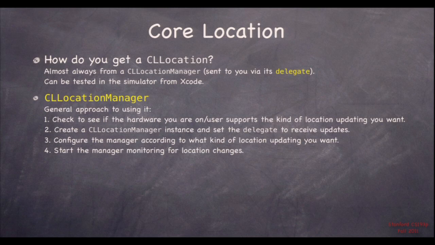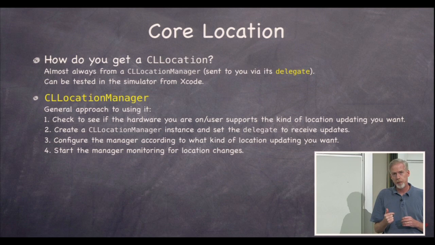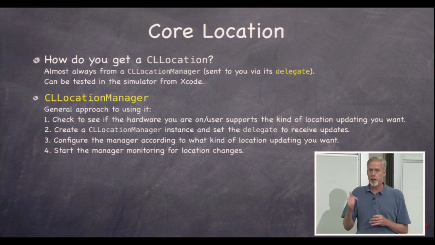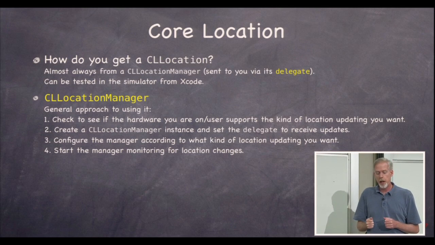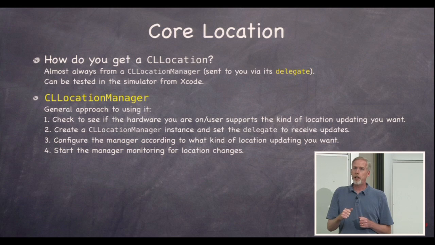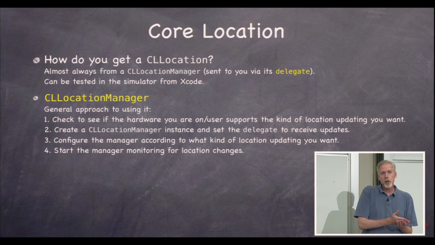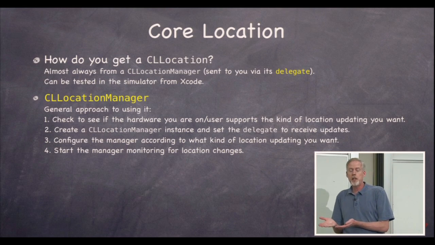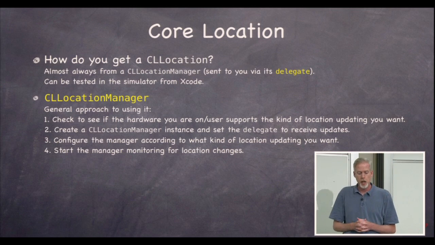All right, so CLLocationManager. There are 4 things to think about with CLLocationManager. You've got to do all 4. The first one is you want to check to see what hardware is available. We'll talk about why that is and why this is a step you should not skip. Second, you're just going to create one of these CLLocationManagers and set yourself as the delegate. Set some object as a delegate because the CLLocationManager is going to use its delegate to give the updates. Then you're going to configure the manager for what kind of location updates you want, heading or just location movement, those kinds of things.